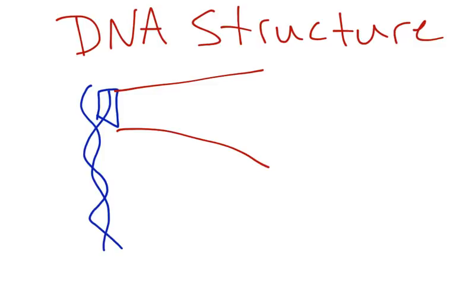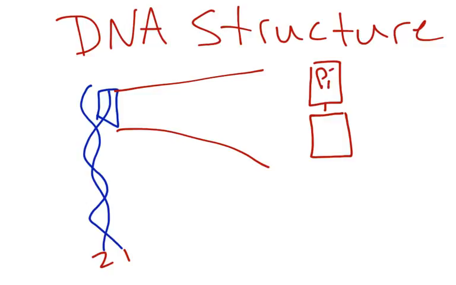So each one of these strands, we have strand one here and strand two there. Each one of those strands is made up of nucleotides. Now what's a nucleotide? If we think back to chapter 3, a nucleotide is a sugar and a phosphate, and they're linked by a covalent bond. So here's our phosphate group, I'll just leave it a P there. And then the sugar is actually deoxyribose for DNA.